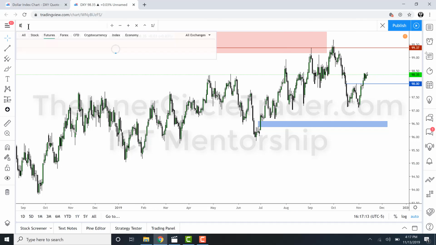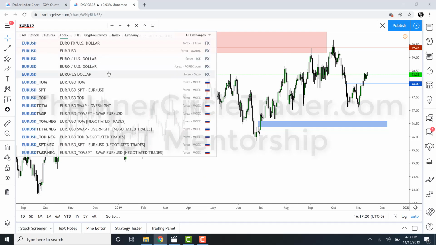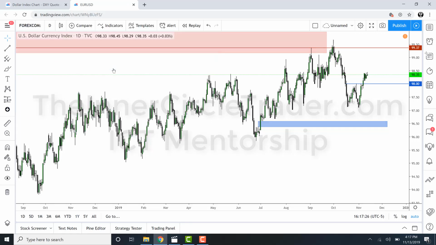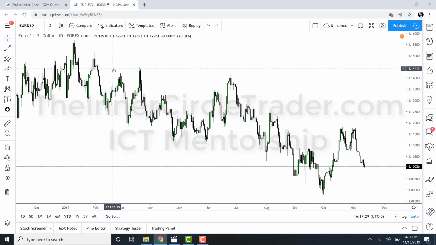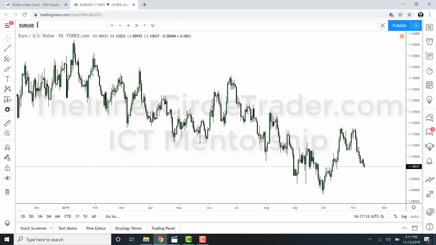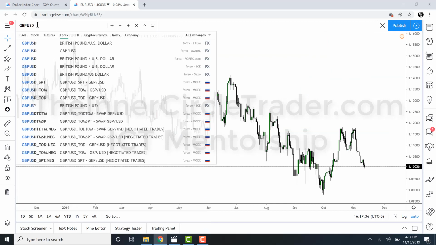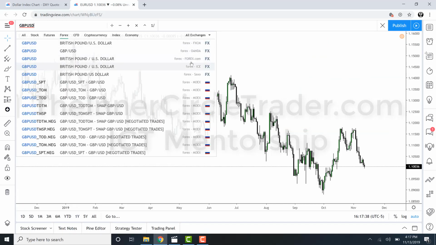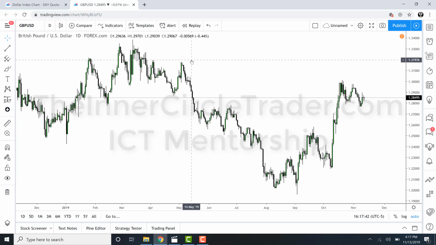If we look at the euro, we would use EURUSD on Forex. The forex.com feed is what we're going to be using whenever we refer to the euro dollar. Okay, that's the euro dollar. And GBPUSD, same thing. We're using the forex.com data feed. And that's what we would have as a result.